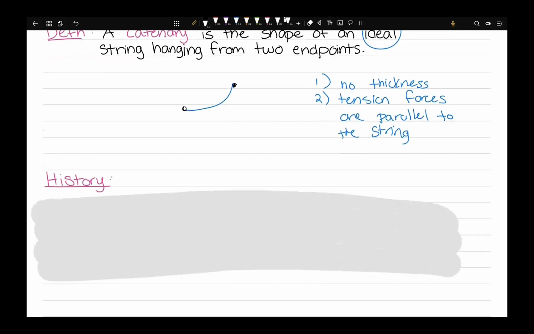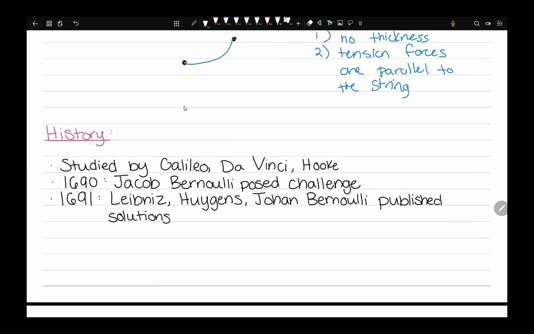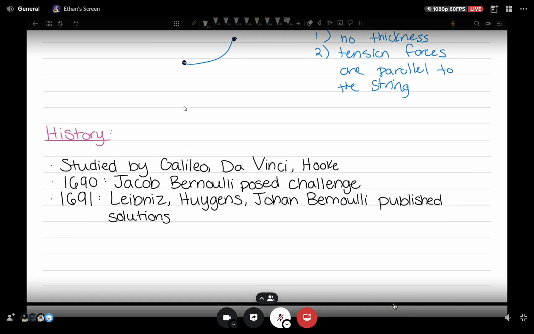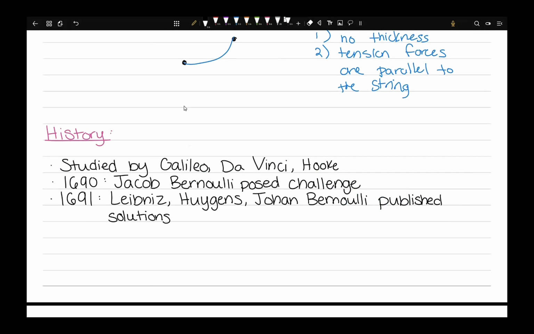All right, and there's a little bit of history to this problem. This problem was first studied by some big names, Galileo, Da Vinci, Hooke, but we didn't get a solution until 1690. Jacob Bernoulli posed it as a challenge, asking what is the shape of a catenary? And then in 1691, three solutions were published.